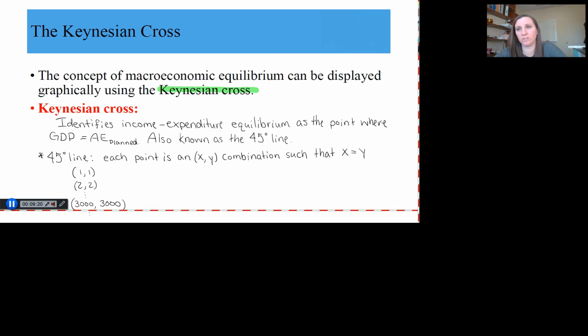And the 45-degree line, we can say it's just these XY pairs, but what we also want to recognize is that it's called the Keynesian cross. Okay, so here's a slide that just helps you remember what the 45-degree line means. It just means that our GDP equals planned aggregate expenditures. Our X value equals our Y value.